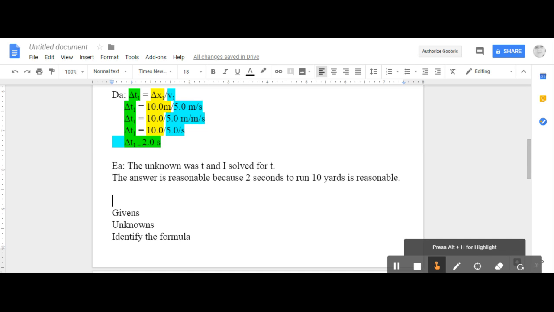So that's how you evaluate. You write a sentence where you state what the unknown was and what you solved for, and then you write, the answer is either reasonable or unreasonable because. So these are the sentence stems you need.